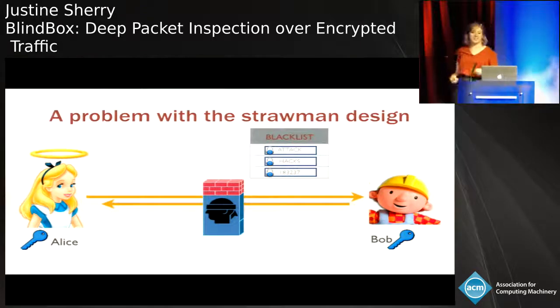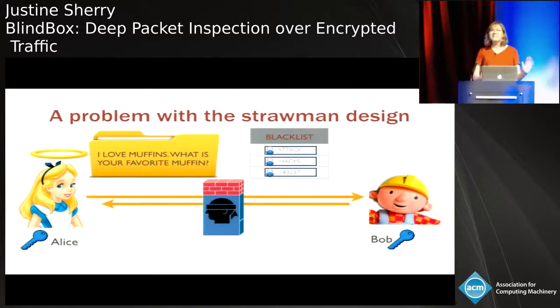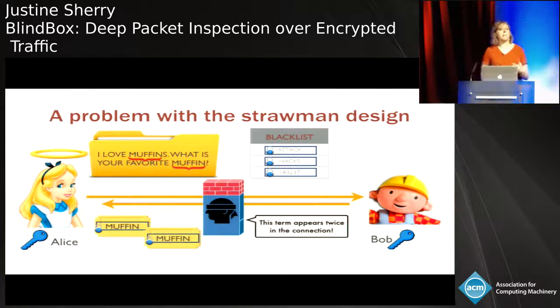Let's say Alice is innocent here. She's got a little halo. And Alice wants to send the completely innocent message, "I love muffins. What's your favorite muffin?" Now, the term muffin appears twice in this message. And so Alice is going to encrypt the term muffin twice. And that's going to result in the same output because they're both the AES encryption with her secret key of the same term. And the Middlebox can notice this.